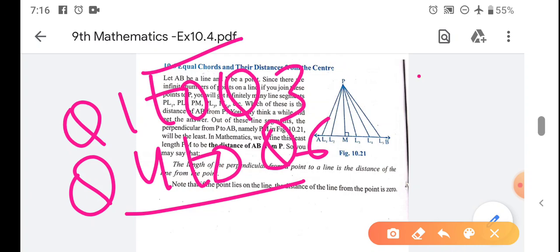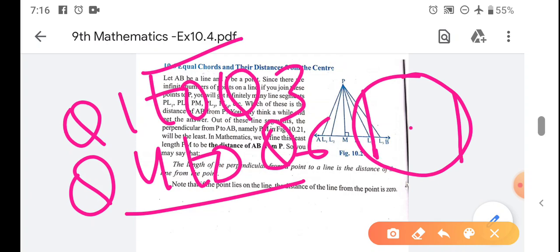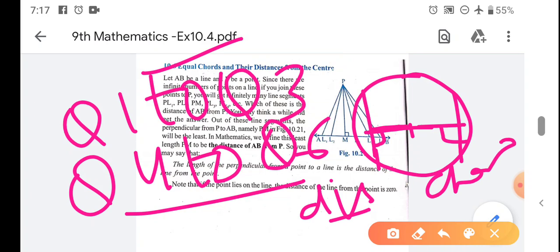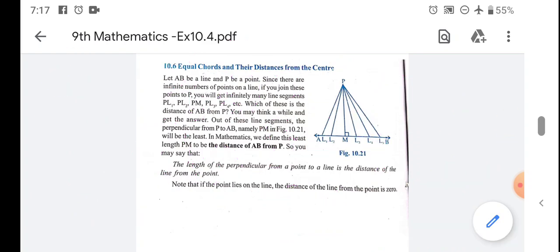What we have seen is that if there are circles and this is a center, then equal chords are at equal distance from the center. If the chords are equal, then the distance is equal, and the reverse is also true. If the distances are equal, the chords are equal. Do remember that we are talking only about the perpendicular distance, and that too from the center.